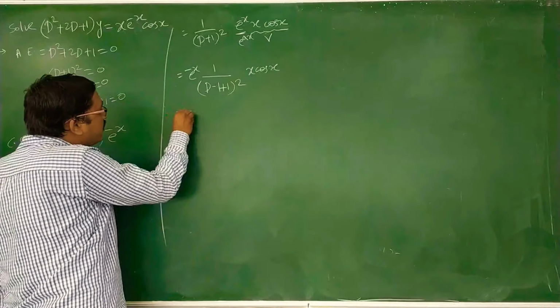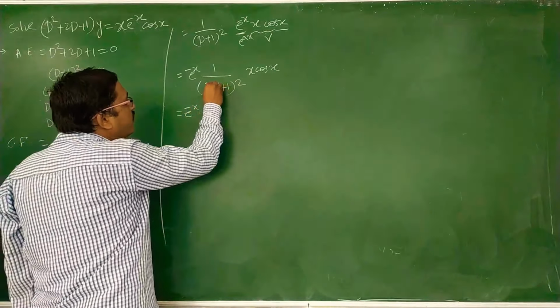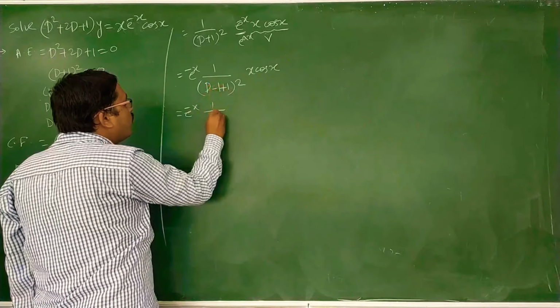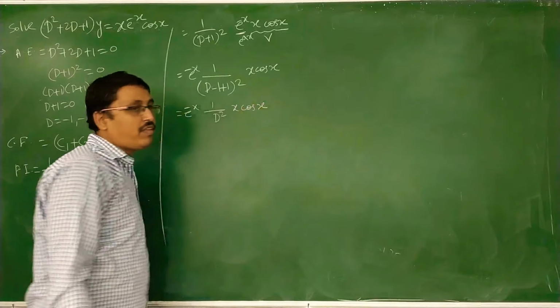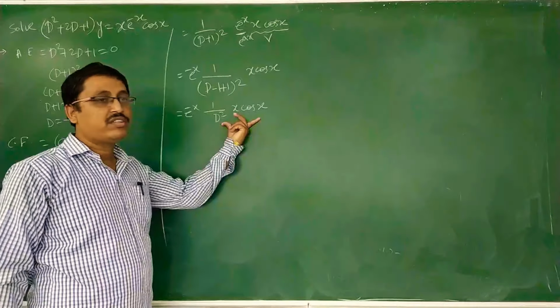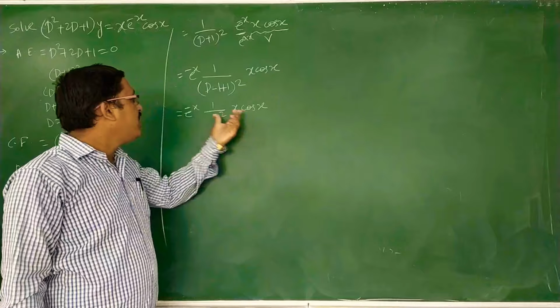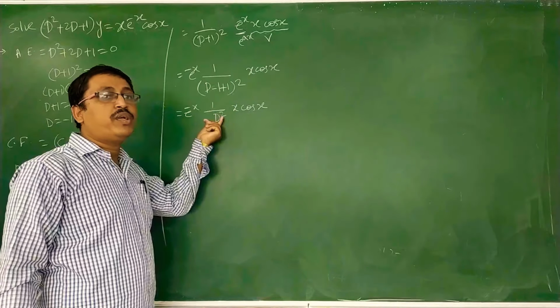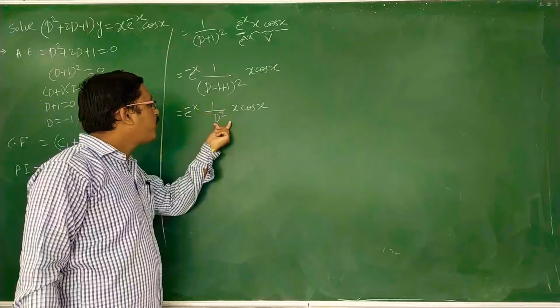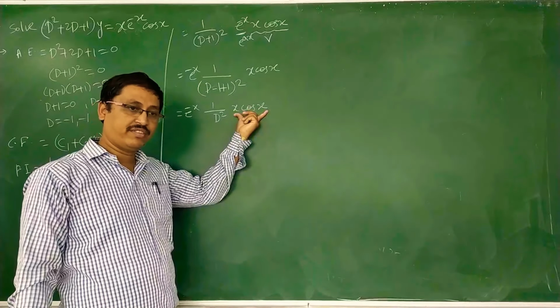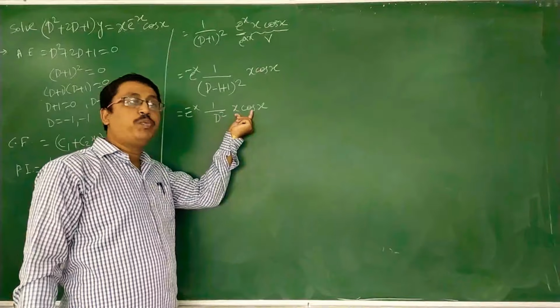Now this equals e^(-x), and -1 + 1 will cancel. You will get here 1/D² times x cos x. Now we have to solve this again by the shortcut method. This 1/D² is our new φ(D). We have to operate this new 1/φ(D) on this function x cos x. So again it is a multiplication of two functions.